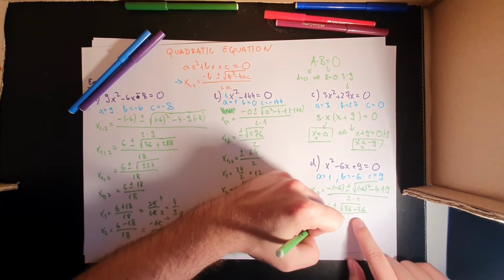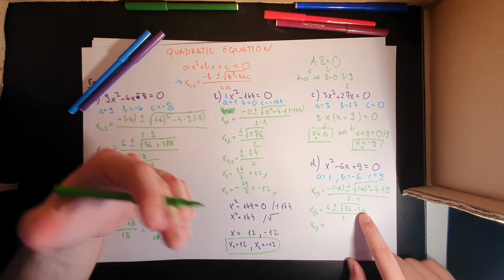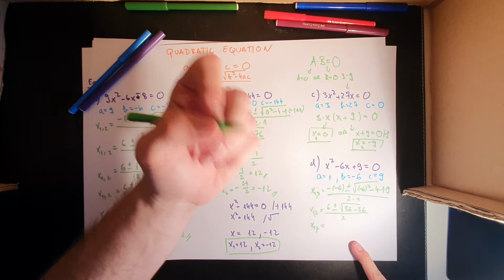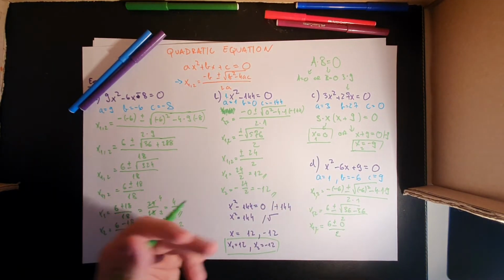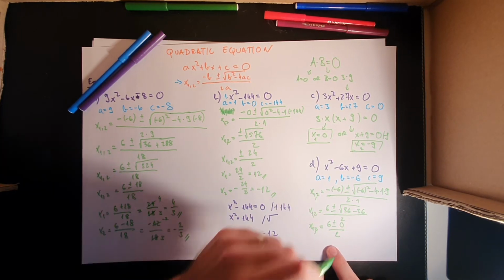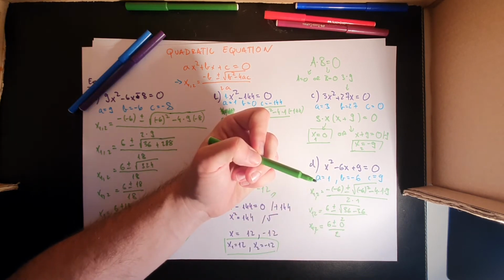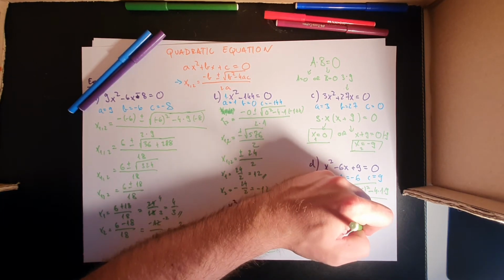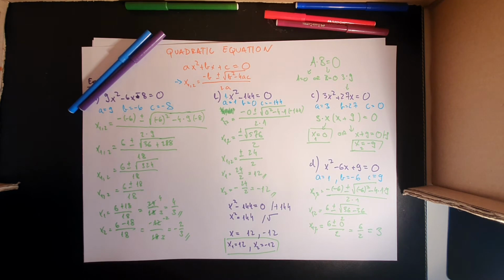Now, what happens is that inside of the root, 36 minus 36 gives us 0. So the square root of 0 is going to be equal to 0. So what we get is 6 plus minus 0, over 2, is the end result. Why is it the end result? Because if we add 0 to 6 over 2, nothing changes compared to if we subtract 0. So basically what we have is 6 over 2, or the number 3.